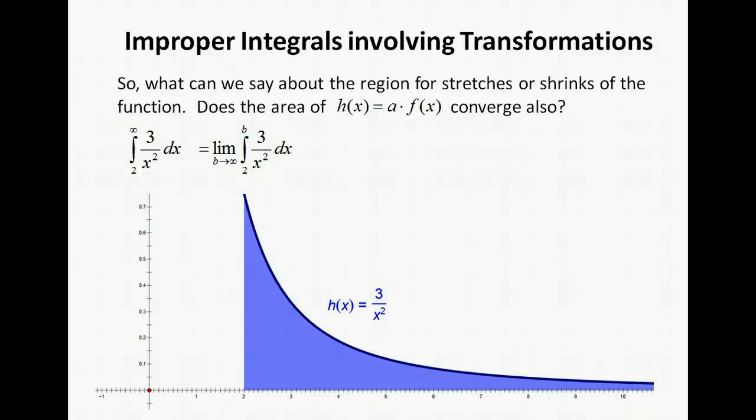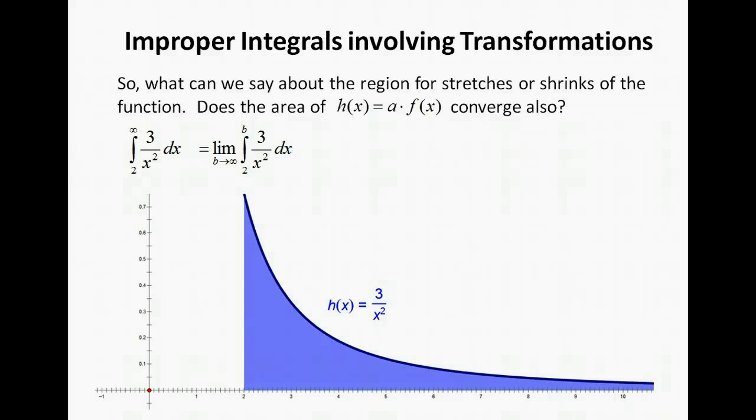Okay, based on what we just learned, what do we know about the area of that similar region for any stretches or shrinks of the graph? If we multiply the graph by a constant, would that graph's area also converge? Let's take a look at an example. We have the integral from 2 to infinity of 3 over x squared. So what we're doing is multiplying our graph by 3 or stretching it by a factor of 3.